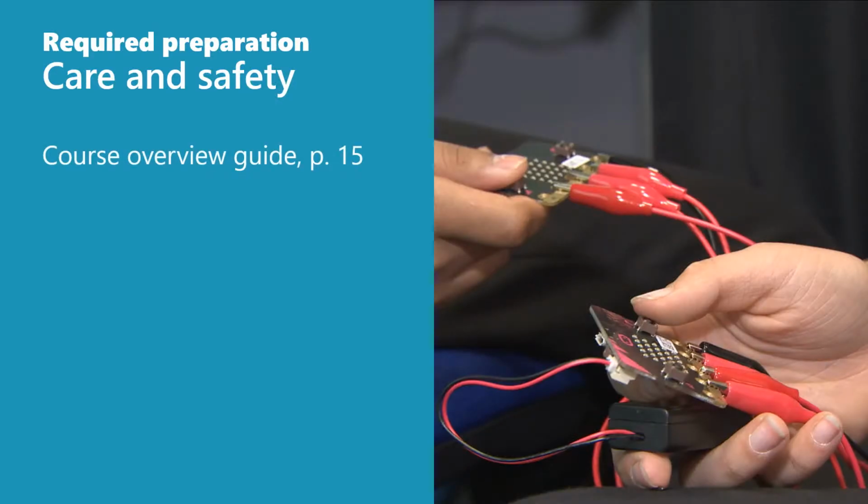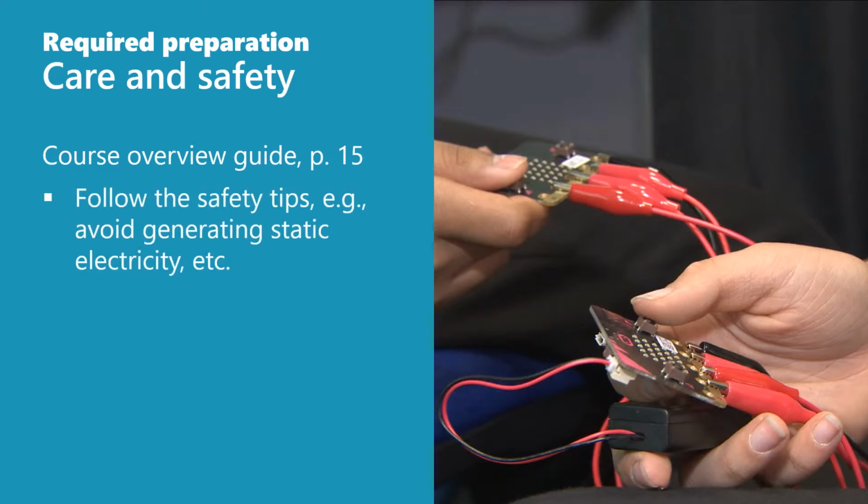The required educator preparation starts on page 15 of the course overview guide. We'll start by reviewing care and safety tips. The microbit is simple and safe to use with youth. It's been specifically designed as an open microcontroller board with all the electrical parts on display, which also means there's a small risk of damage to the parts. So there are some safety tips.